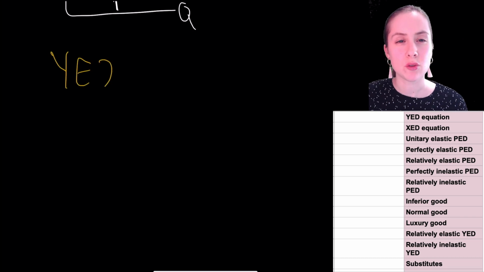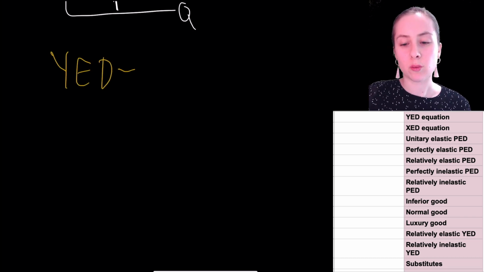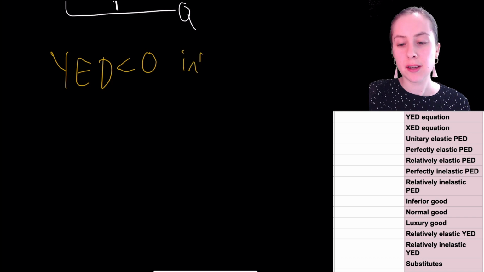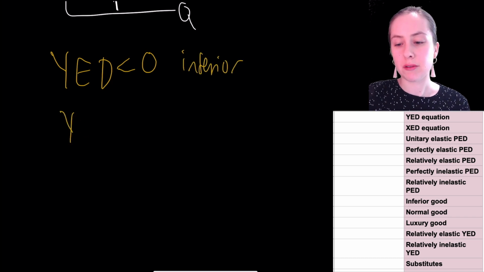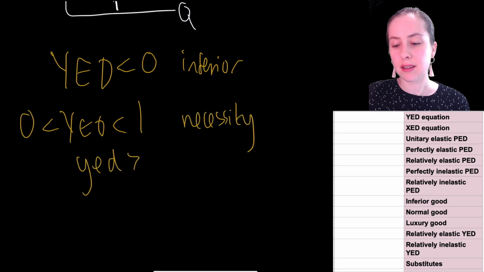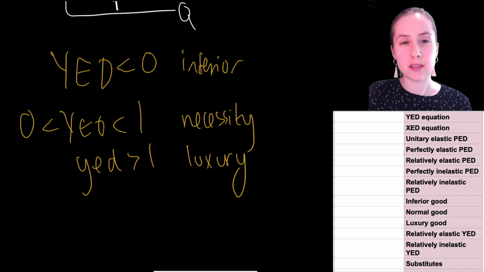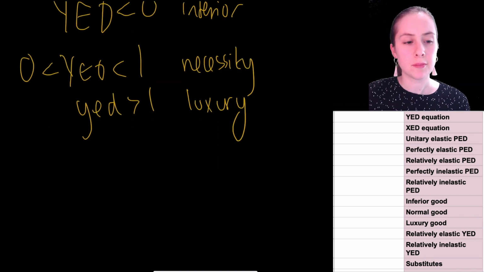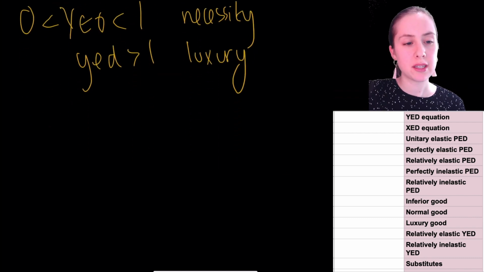Okay, we have inferior goods, normal goods, and luxury goods. These relate to YED. If YED is smaller than 0, we have an inferior good. If YED is between 0 and 1, we have a necessity. If YED is greater than 1, we have a luxury good. There's lots to this. Happy to talk about this another day.